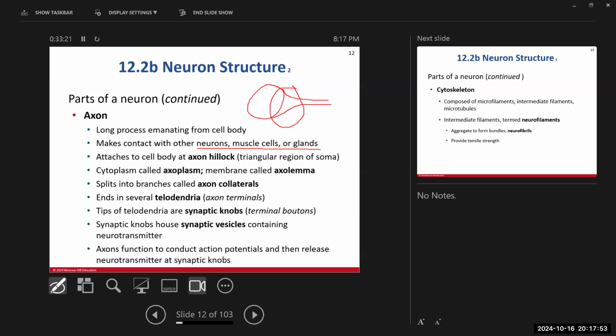Inside the actual axon, you have cytoplasm there, and so we give that a special name, and we call that axoplasm. So on some of our neurons, you will see on the axon, it will give off branches. Some neurons have a lot of branches. Some neurons have very few to none. So they're just these different branches that come off, and we call those axon collaterals.